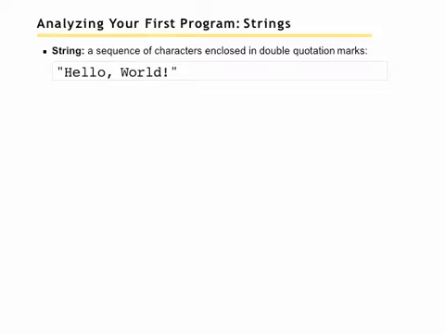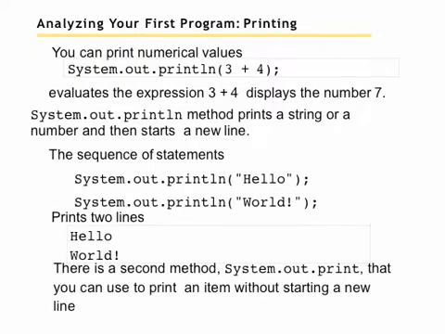It can contain numbers, it can contain punctuation, but the start double quote and the end double quote denote the beginning and the end of what's known as a string. You can also print out numerical values. So if we have System.out.println(3 + 4), the math will be completed: it'll evaluate the expression 3 plus 4, come up with 7, and 7 will be displayed in the console output window.